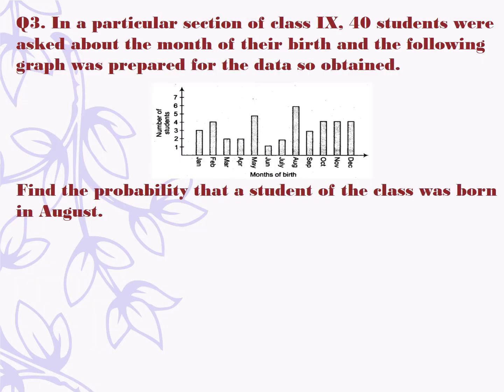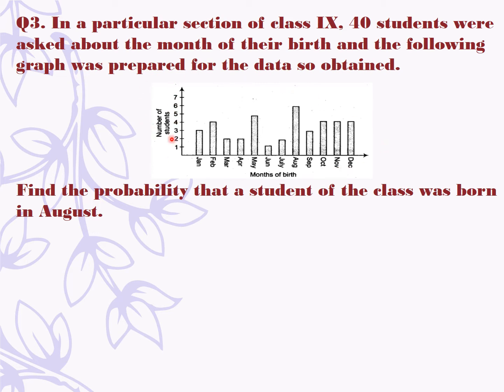Question number 3. In a particular section of class 9, 40 students were asked about the month of their birth, and the following graph was prepared for the data so obtained. Here we can see there is a graph.